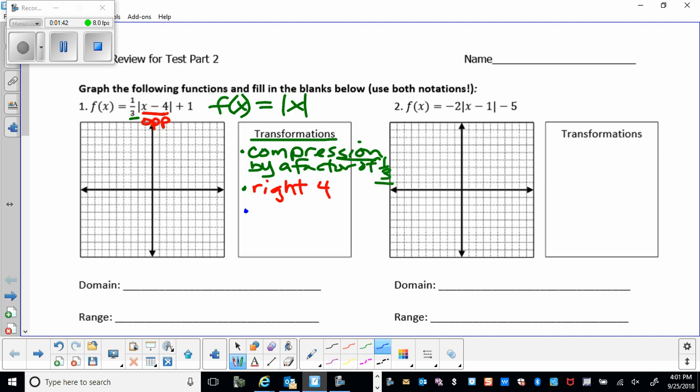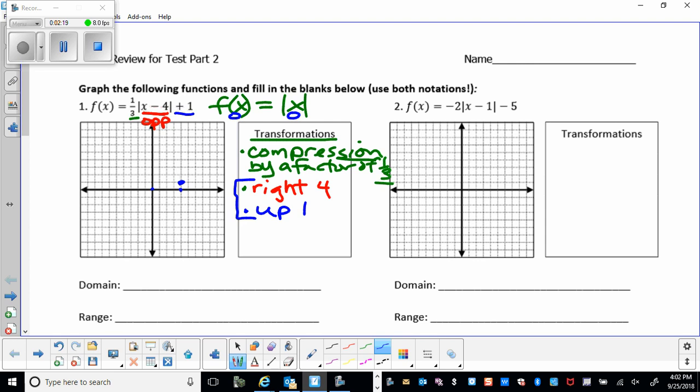My next transformation is the +1. All right, so that +1 is going to move it up 1. It's a vertical move. And so now this right here tells me where my vertex is. I start at the origin, which is where my parent function would have been, 0, 0. So I start at the origin, and I'm going to go to the right 4, 1, 2, 3, 4, and I'm going to go up 1. Okay, so that is where my vertex is going to be.